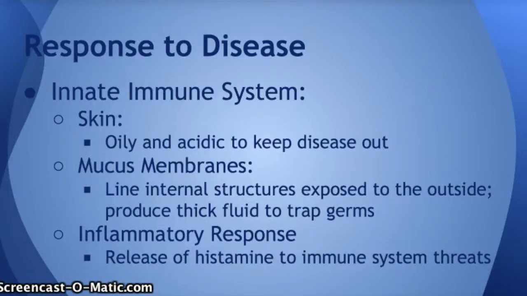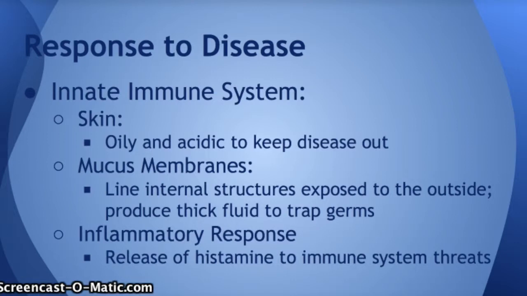Okay, I'm going to be talking about the body's response to disease, or the immune system response. There are two major categories for the body's response to threat. One is the response of the innate immune system, and the other is the response of the acquired immune system. The innate immune system response is present at birth, while the acquired immune system develops over time.